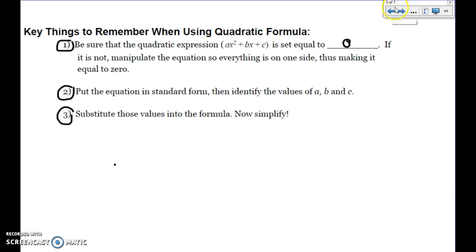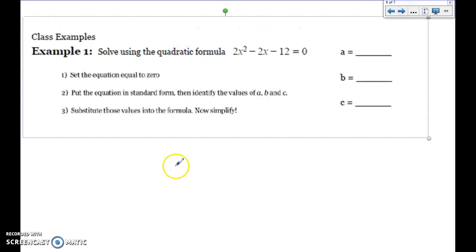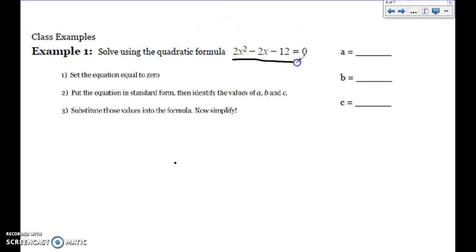So what I want to do with you guys is spend a couple minutes going over a couple examples to show you how we do that. Just remember, this is the equation right here. The first thing we want to do is set the equation equal to 0, which it is. So now the second step is to identify what a, b, and c are. If you guys remember, it goes ax squared plus bx plus c. That's what standard form is.